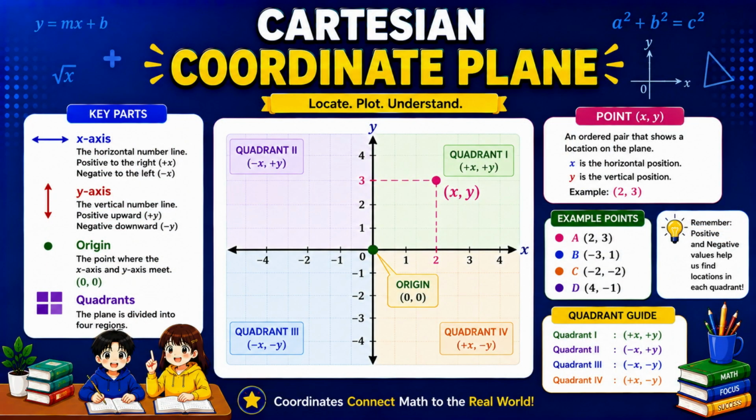The Cartesian coordinate plane consists of a horizontal x-axis and a vertical y-axis. They intersect at the origin, which is (0, 0). The plane is divided into 4 quadrants. Every point is represented using an ordered pair, (x, y).